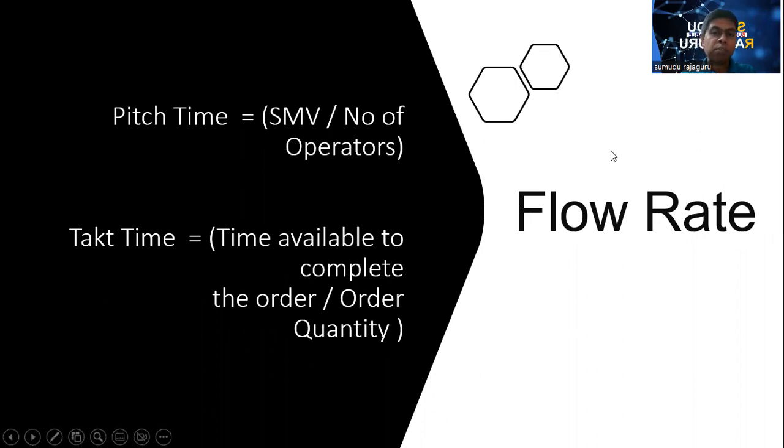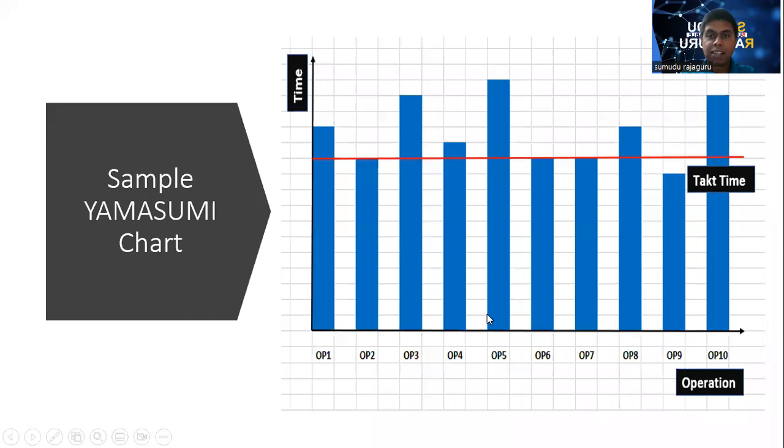What is meant by flow rate? Flow rate means if there are 30 operations, it may be 25 operations, whatever the number of operations, every member participating in that operation has some specified given time. That is the flow rate. So now you can understand again. From this red line, we are giving takt time or pitch time. That means the flow rate.